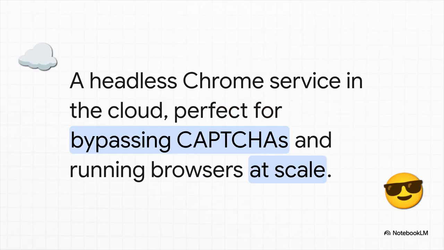Think of Browserless as your ultimate disguise. It gives your automation the full power of a real Chrome browser that's running in the cloud. So, to the website you're scraping, your requests look completely indistinguishable from a real human user, which is absolutely key to bypassing a lot of those CAPTCHAs and other behavioral checks.